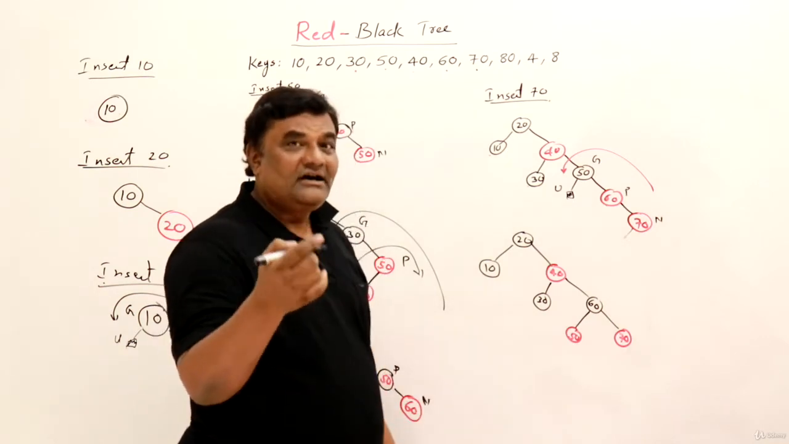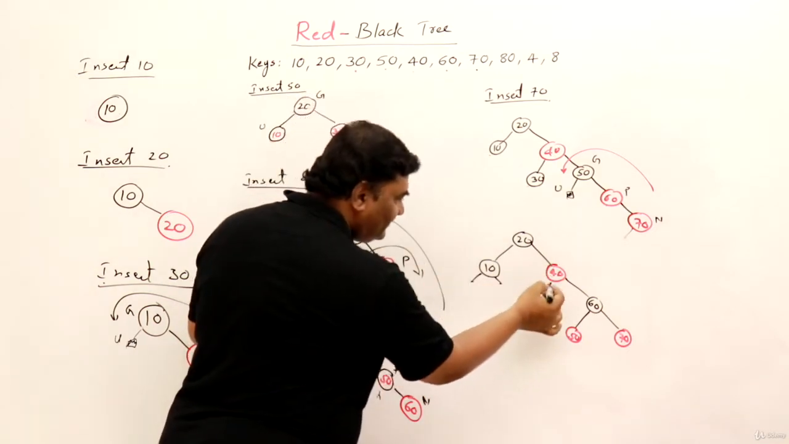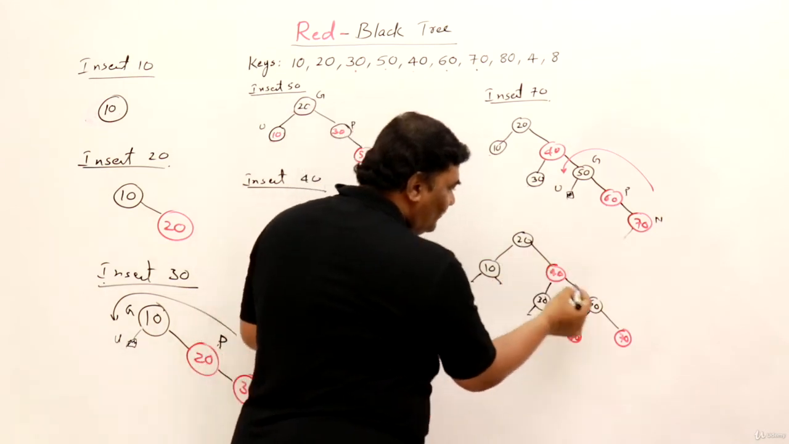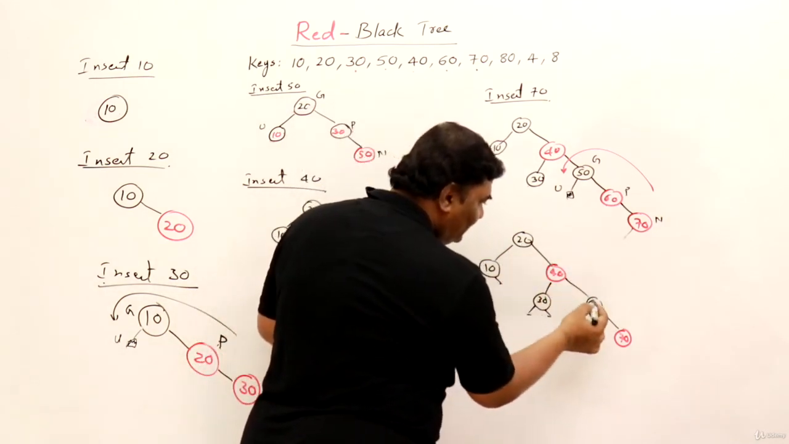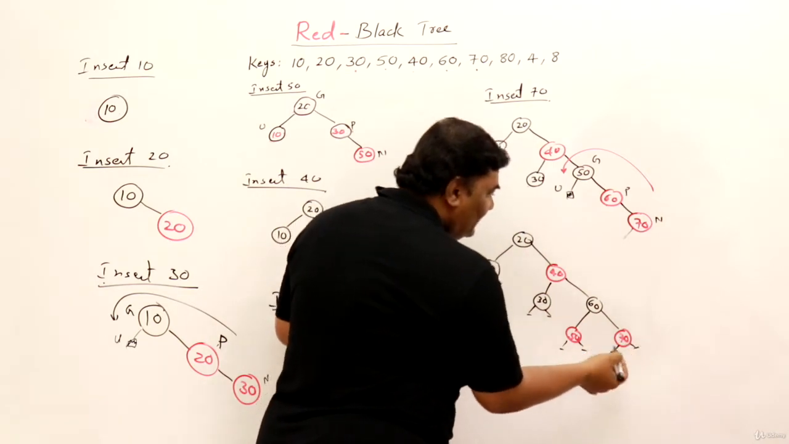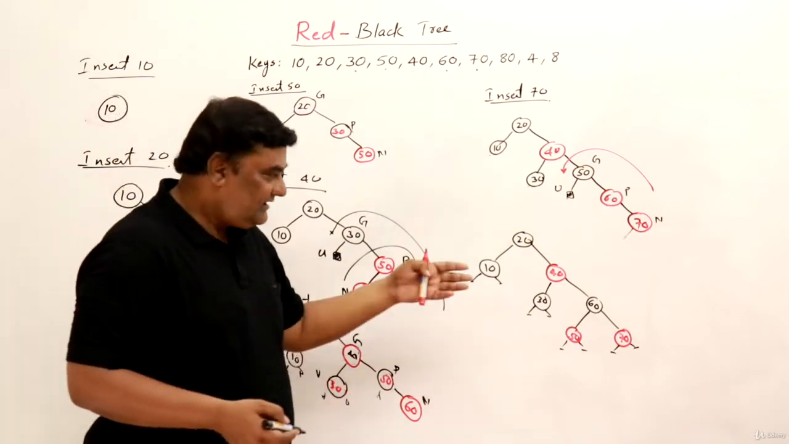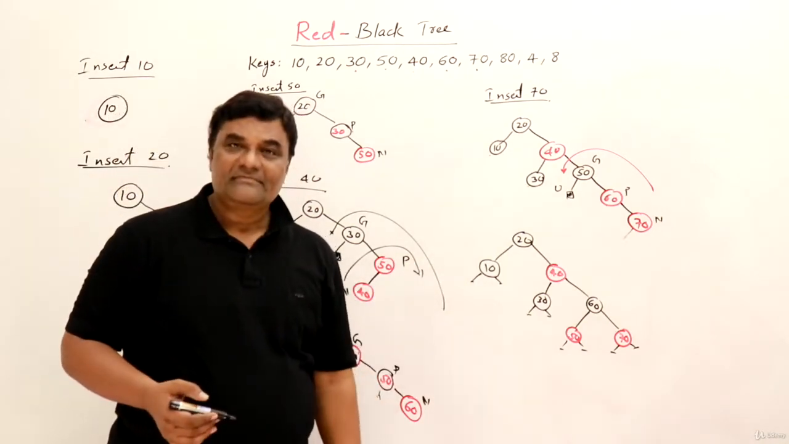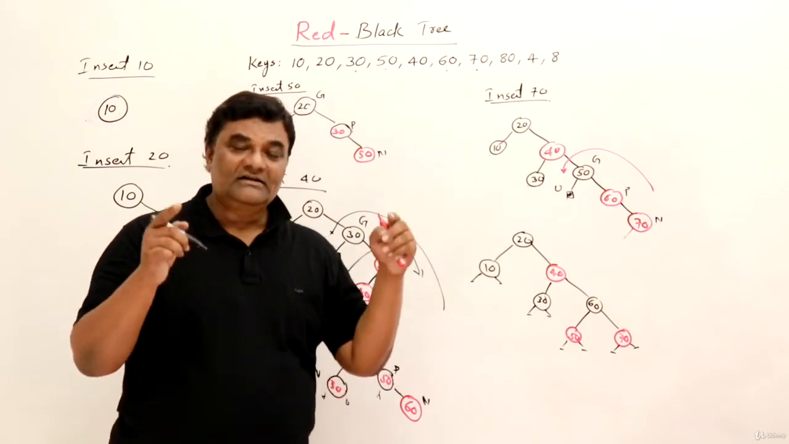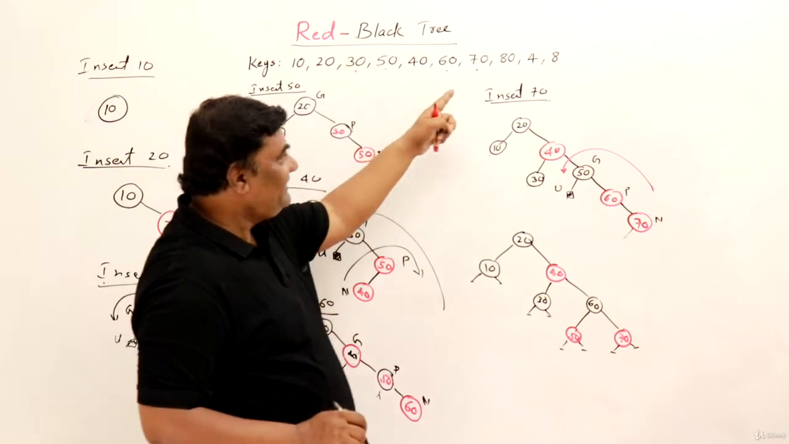So for that, let us count the number of blacks along the path. 1, 2, 3. All the paths I have checked, there are all 3 black nodes, right, in this example tree. So it is balanced. Number of blacks along the path are same. So this is balance. Now till 70 I have finished.